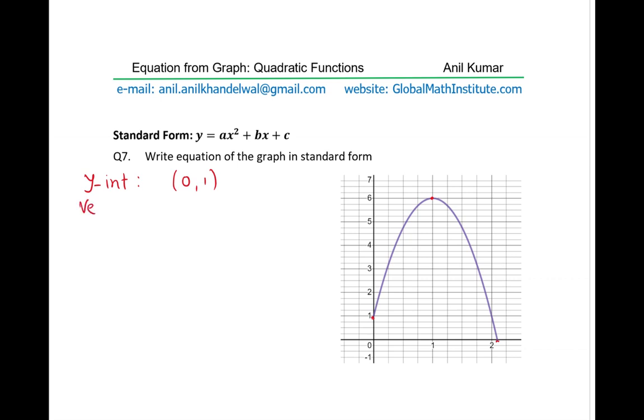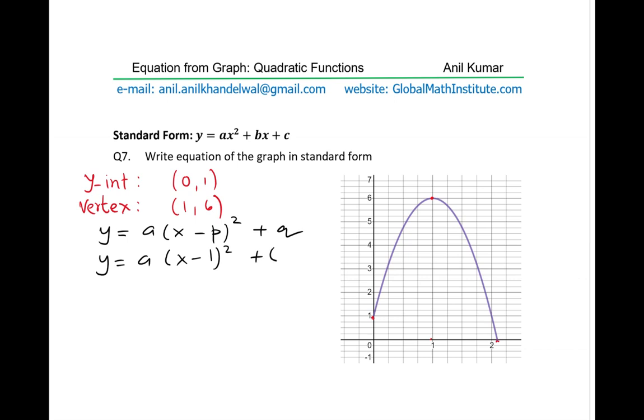So we have the vertex, which is at 1, 6. Since we know these 2 points, we can actually write in vertex form and then get our answer. So we can write this equation as y equals a times (x minus p) whole square plus q, which is y equals a times (x minus 1) whole square plus 6.